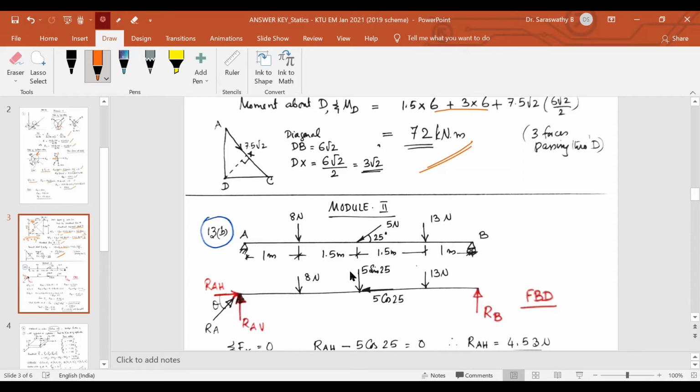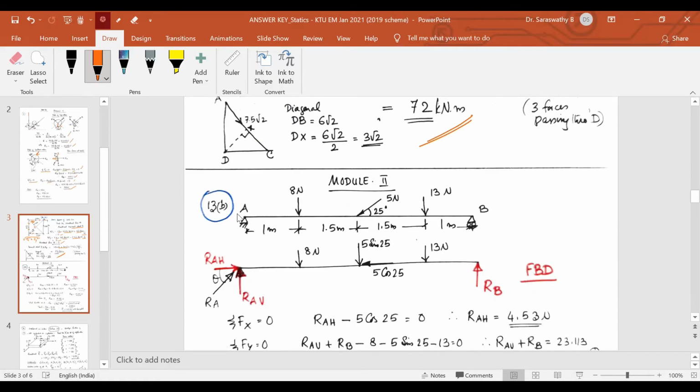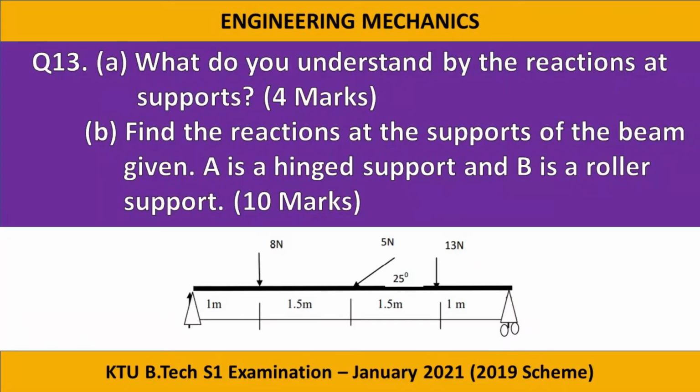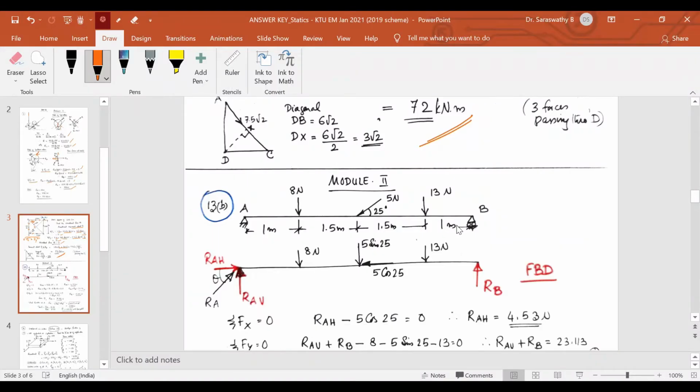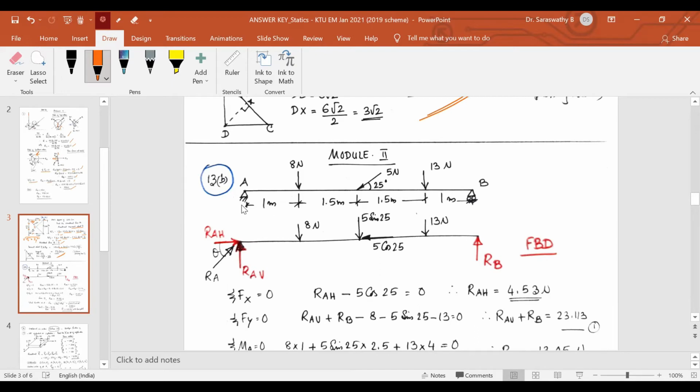And the 13B is a question based on that. We are given a simply supported beam. Find out the support reactions A and B. So question 13B is find the reactions of the support. So this is the question. This end is called hinge. This end is called roller. So draw the free body diagram.